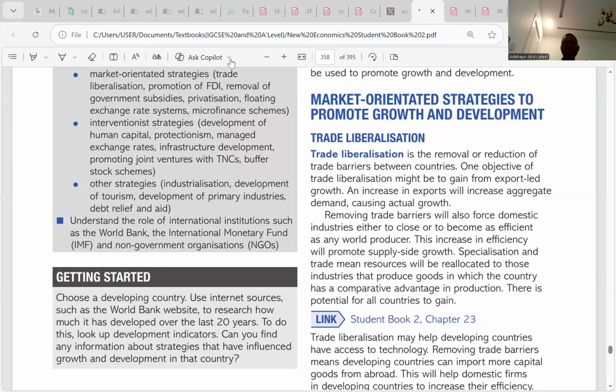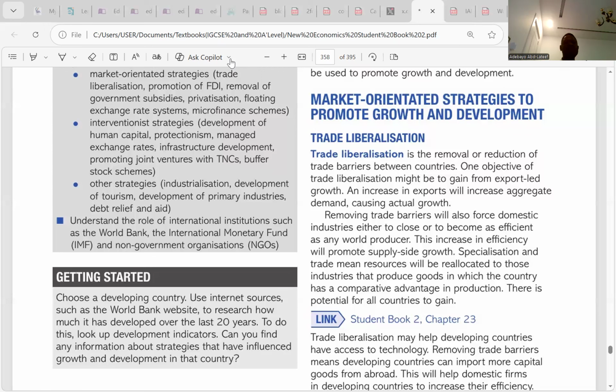Specialization and trade mean resources will be reallocated to those industries that produce goods in which the country has a competitive advantage in production. So there's a potential for all countries to gain. So the first measure or strategy that can be used when it comes to market-oriented is trade liberalization. And for trade liberalization, it simply means they're taking off barriers or they are reducing barriers that hinder trade between countries.